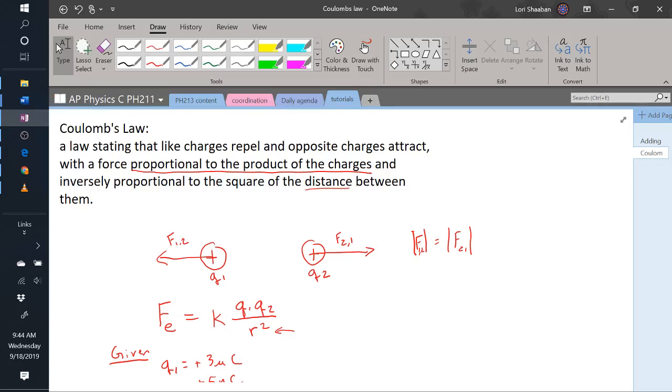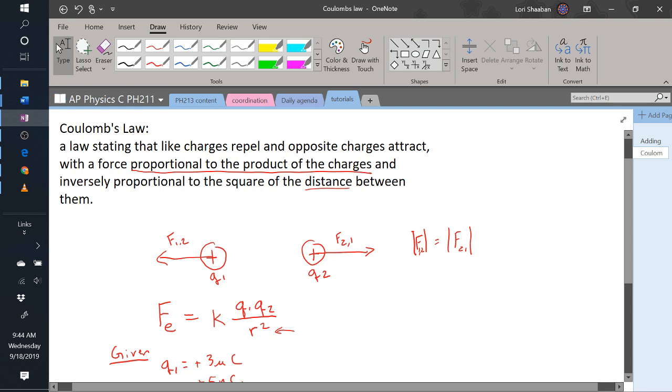Coulomb's law is a law stating that like charges repel and opposites attract, but they also show you the actual value of those two forces. So the force is actually proportional to the product of the charges and inversely proportional to the square of the distance between them. So you can see that if the charges were further apart, the force would decrease quite a bit. There'd be a very small force between these two. But if you had a larger charge, then it would increase the force quite a bit as well.